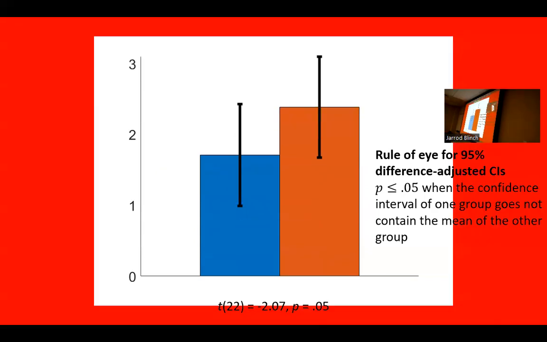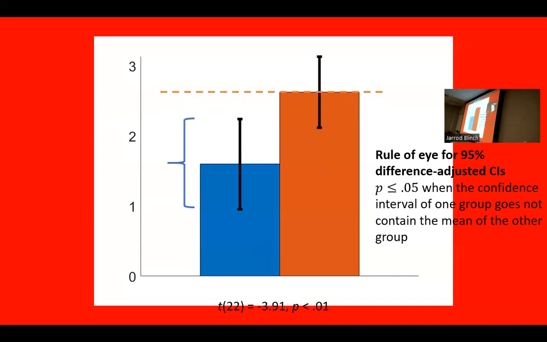If we look at our other two examples, the same two from before, remember this is when p equals 0.05, and you can see that the difference adjusted confidence interval just contains the other mean, so it's right on the threshold. So I wouldn't just do this and not report the result. You should check, especially on these borderline cases. But often it's easy to tell from the graph whether or not it's significant, because you can see that the confidence interval just barely contains the mean. This is the example where it was significantly different, and now the confidence interval does not contain the mean. And that's why p is less than 0.05.